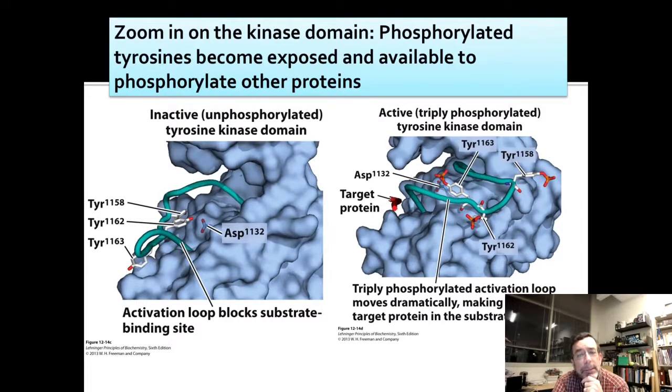And you see that the target protein then binds. It's the little red thing that's coming in on the left of the right side there. And it's coming in to be close to aspartate 1132, which is now exposed, and the target protein can bind, and itself can become phosphorylated. So you turn on the phosphorylation domain. It first phosphorylates itself, it opens up, and then target proteins become available. It's interesting that the target here is a tyrosine residue, but that's the specific target for this specific protein.